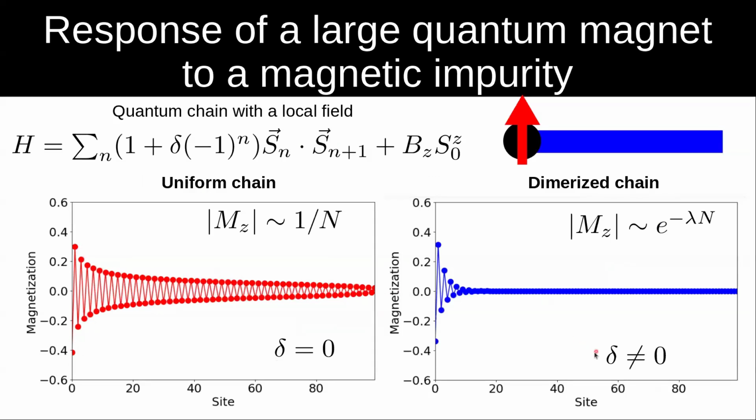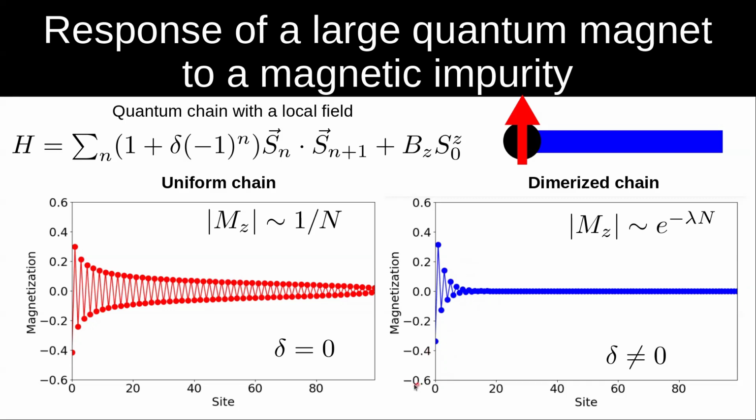If you now put a finite dimerization in the system, you will open up a gap in the many-body spectra. And this opening of a gap gives rise to a certain correlation length, and the result is that once you put a local magnetic impurity inside number 0, then the ground state is also going to give rise to an oscillating magnetization, but this oscillating magnetization goes to 0 very quickly, and in particular, it goes exponentially fast to 0. And the distance at which this magnetization goes to 0 is roughly the correlation length of your many-body ground state.